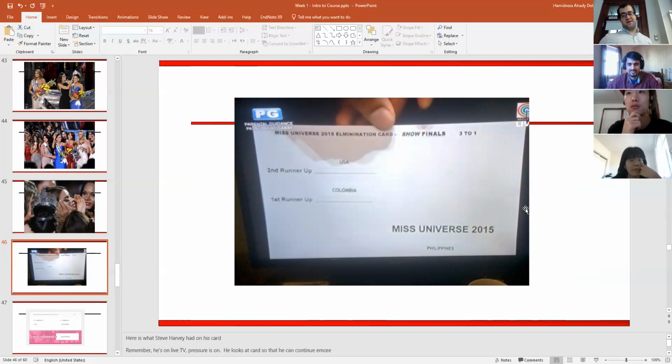So that happened. I mean, look at here. First runner-up, Colombia. Second runner-up, USA. Miss Universe, at the bottom, they said Philippines. Look at here. It's one of the worst ways of presenting data. So probably if you had a better visualization method, the guy couldn't make a mistake.